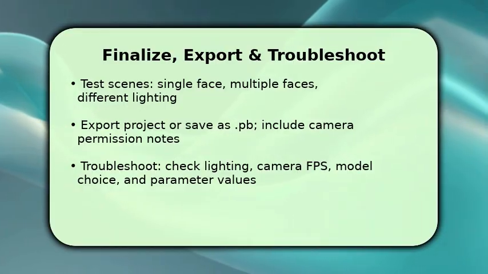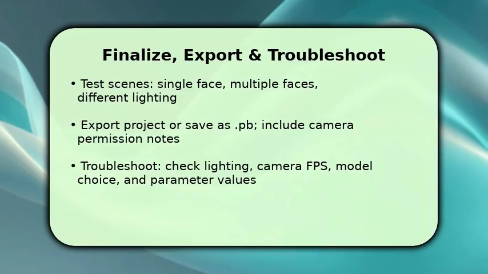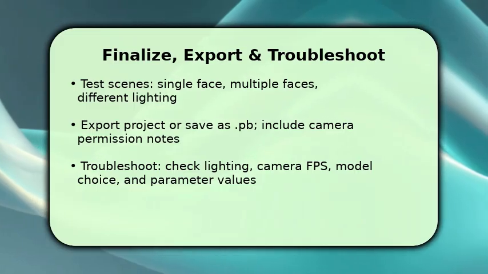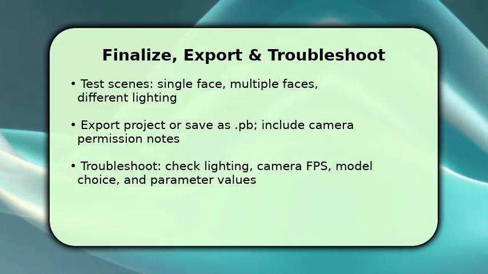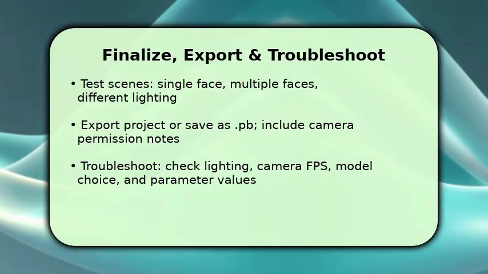If detection fails, first check lighting and camera frame rate. Low FPS or dim light often causes misses. Next, switch model or tweak scale factor and min neighbors. If boxes jump, increase min neighbors or add temporal averaging. These steps resolve most common issues.